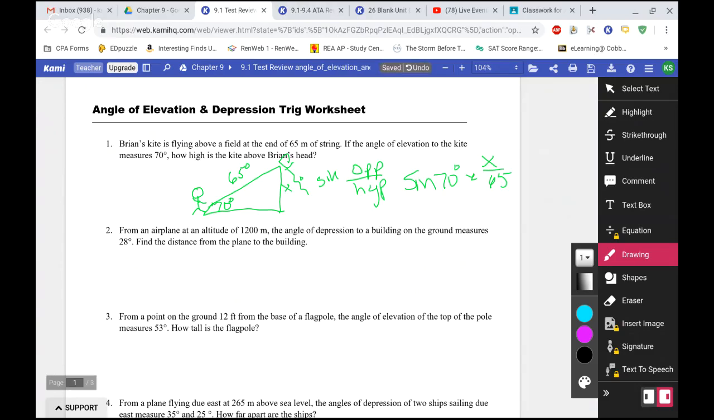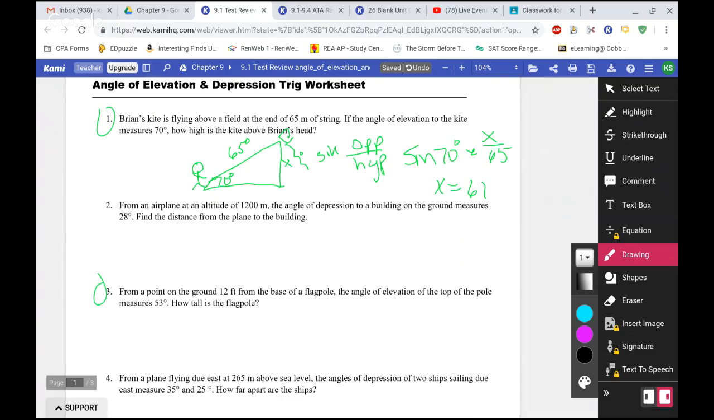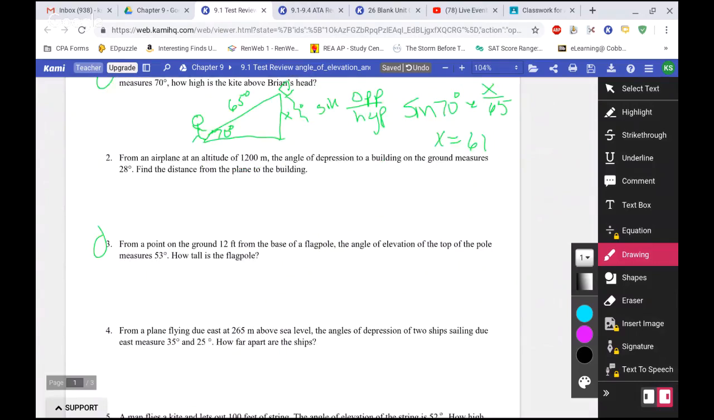Okay, I got 61.1. You got it, girl. That's what I got too. Perfect. All right, so we're going to go to 3, because number 2 is the angle of depression, and this is going to be an angle of elevation.